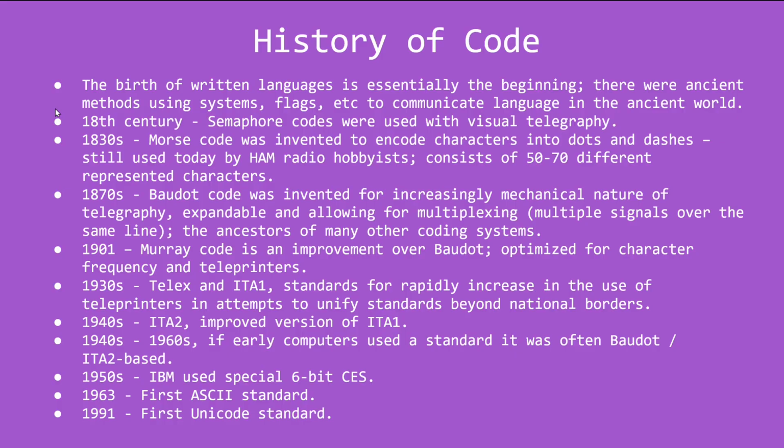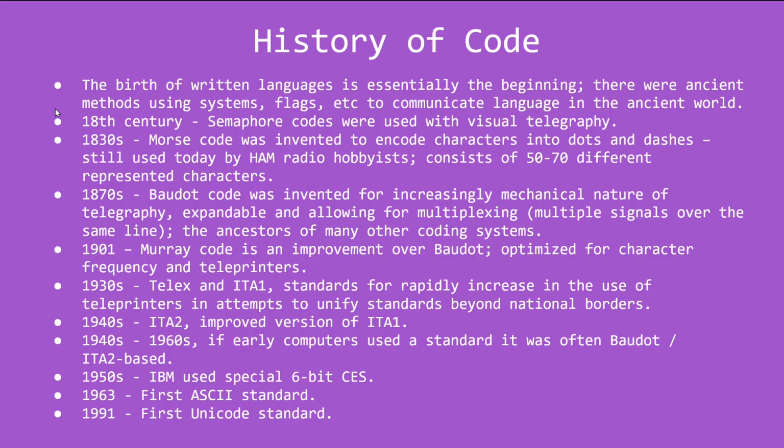Part of why this was is telegraphy was becoming more mechanical. You actually were seeing electromechanical machines starting to show up that could deliver the code. You enter it on a keypad, or it could retransmit and stuff. You needed something that was more expandable, that allowed for multiplexing, that was multiple signals over the same line. And basically, Godot became the ancestor of just about every other coding system.